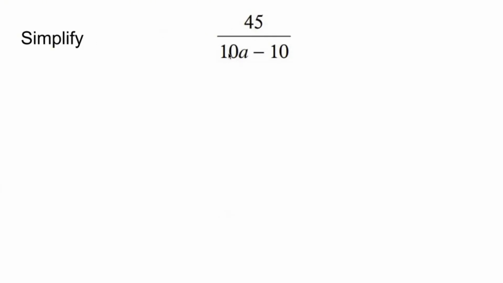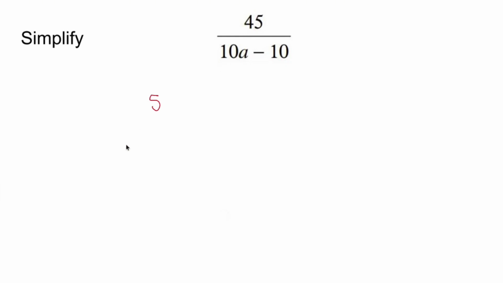Simplify 45 over 10a minus 10. Well, whenever you're being asked to simplify fractions, what you're usually looking for is to see if there's any number in common in all the numbers that you see. So I noticed that you're divisible by 5, you're divisible by 5, you're divisible by 5. So let's factor a 5 out of everything.